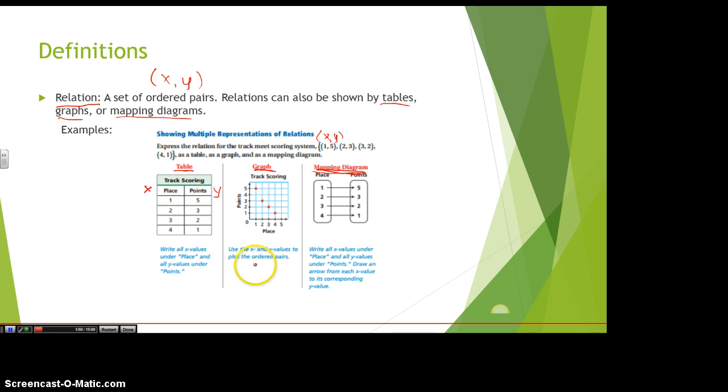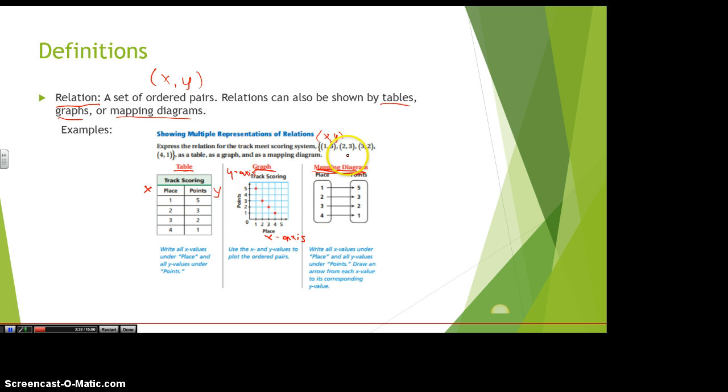When we graph this, it is just like graphing points. Again, the place represents your x values, and x values on a graph go along your x-axis. Your points, representing your y, go along your y-axis. So when we graph, for instance (1, 5), remember we always graph x first. You always start at the origin, (0, 0). We move 1 place to the right, and we go up 5 spots and put our dot.